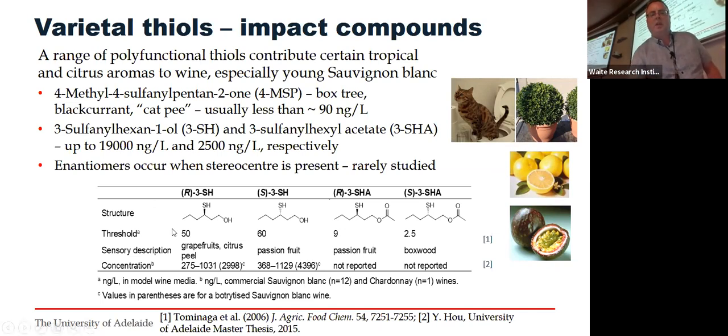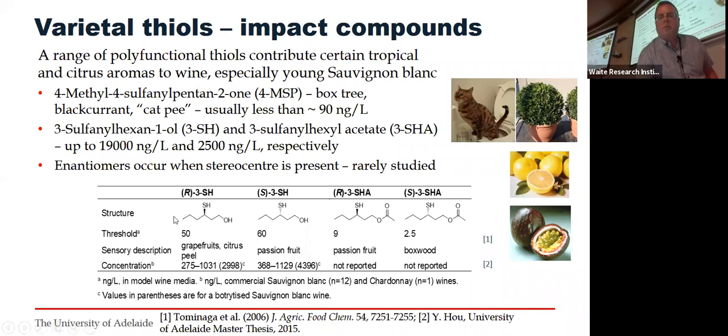You can see down here in the nanogram or tens of nanogram per litre range, the thresholds of these compounds. There's a couple of other things to consider. Thiols are very reactive, which makes them a challenge to analyse. They tend to have nice aroma characteristics. They're usually present at concentrations well above their threshold, so they're going to be important in terms of wine aroma.